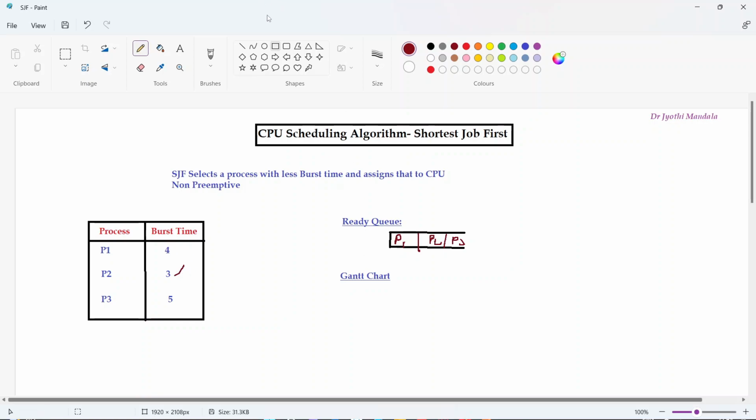So let us draw the Gantt chart. P2 will be given the chance. At the 0th second, P2 will start its execution first.